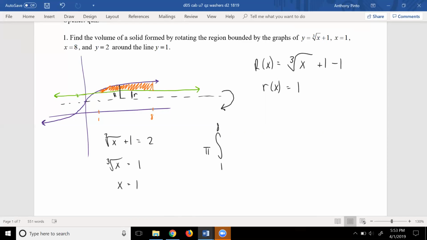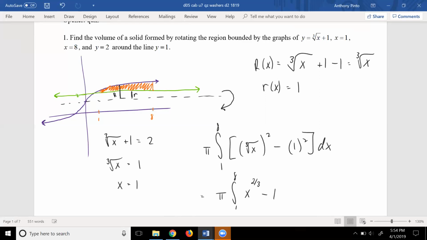This is the cubed root of x, because big R of x just simplifies to the cube root of x. So it's the cube root of x squared minus 1 squared dx. And I'll leave this one up to you to solve. Just a quick note. Remember that we can turn this cubed root of x into exponential to make this an easier one. It's x to the 2/3 minus 1 dx.